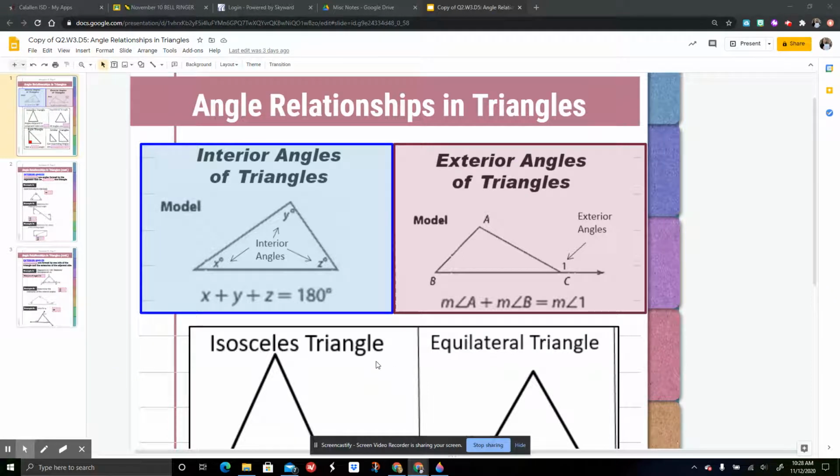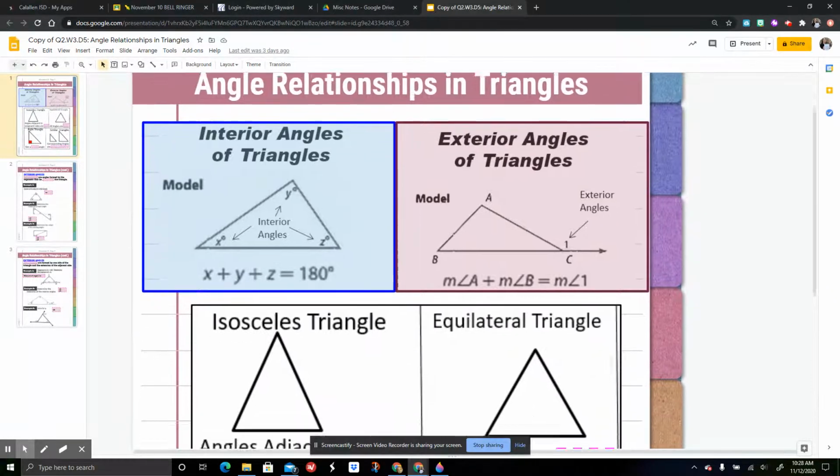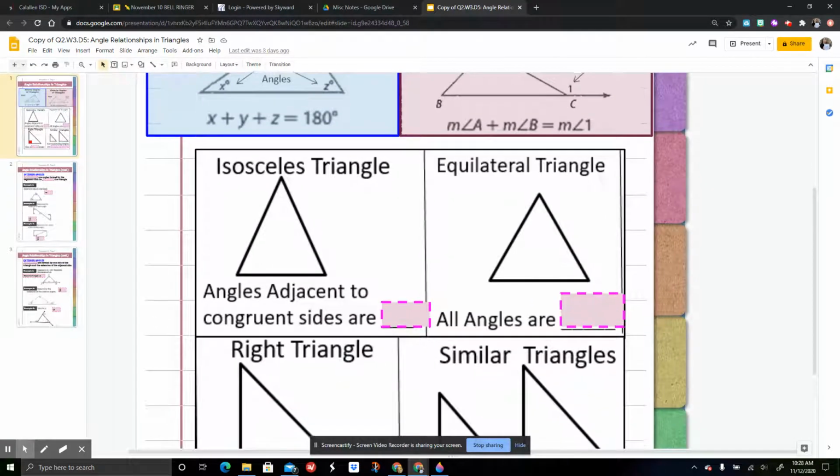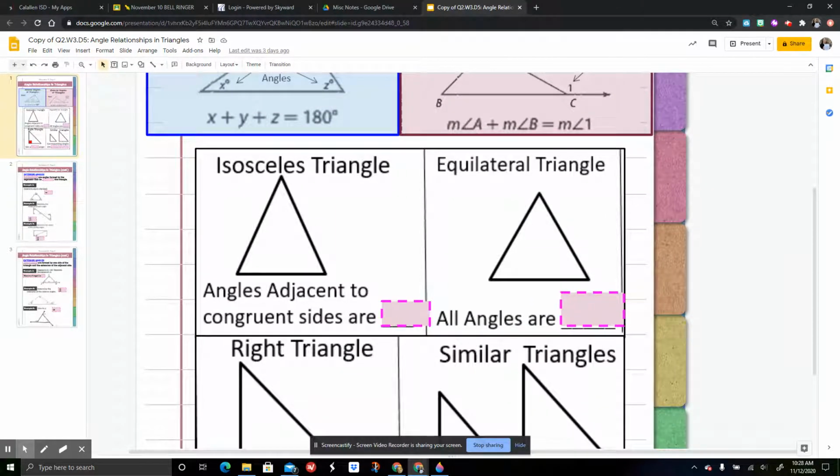Angle relationships in triangles. We're going to start by talking about the different kinds of triangles. An isosceles triangle has two congruent sides, and the angles that are attached to those two congruent sides are congruent.